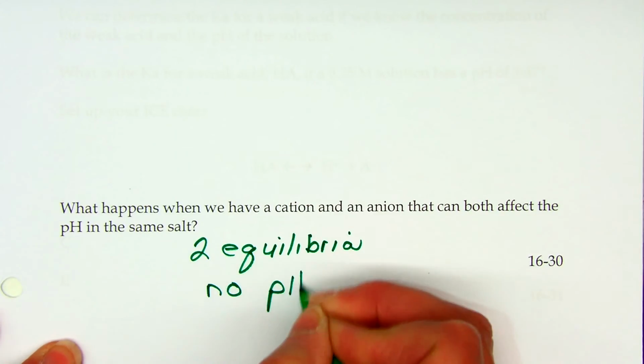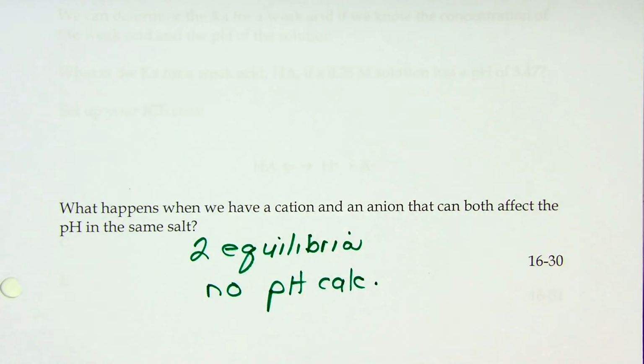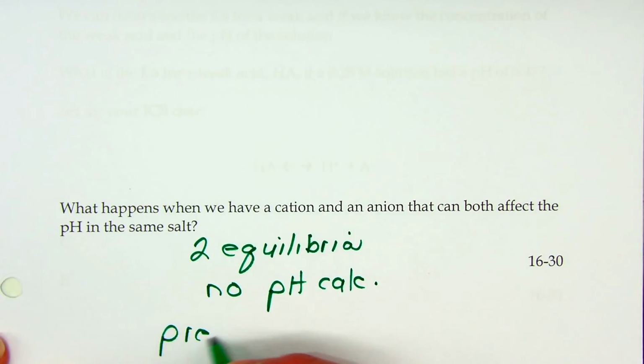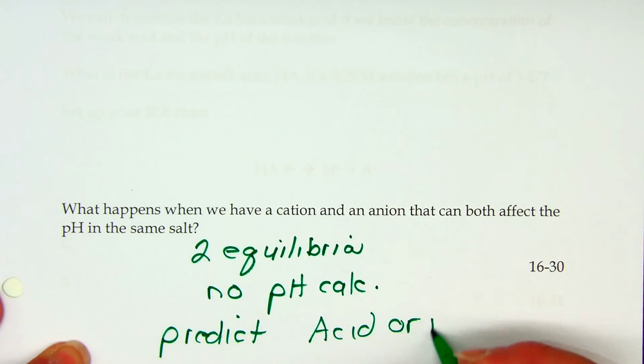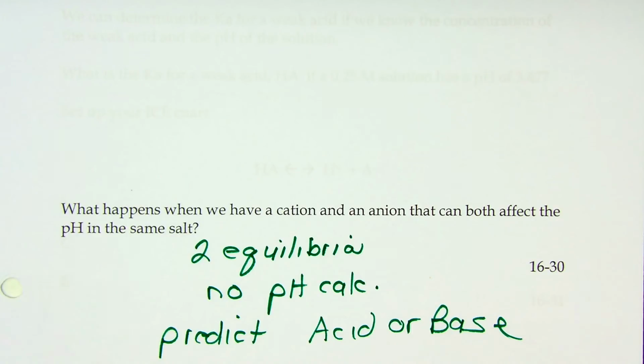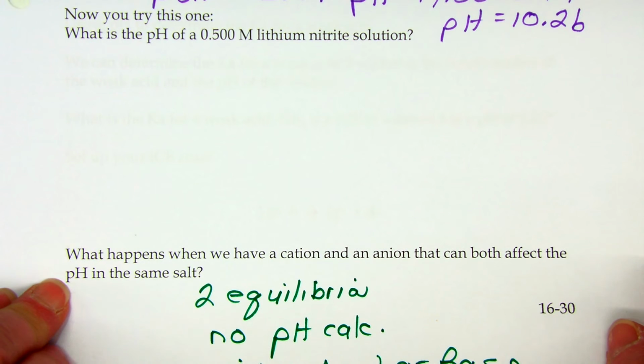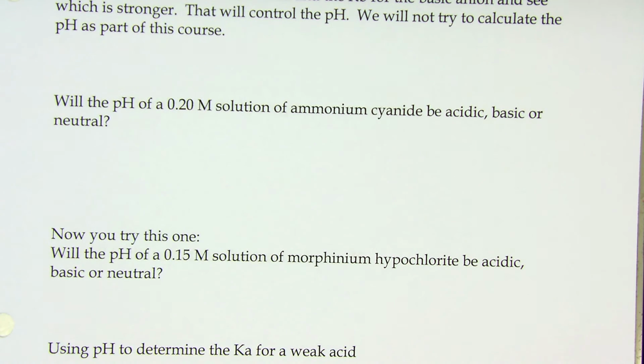Now, for this class, because we're going to have competing equilibria, we will not calculate the pH. So no pH calculations in this class for this activity. There will be a lot of other pH calculations. We're not going to do that, but what we will do is predict, will it be acid or base? And the way we predict that is by looking at the Ka values and the Kb values. So if the acidic cation has a Ka that is bigger than the Kb for the basic anion, it will be acidic.